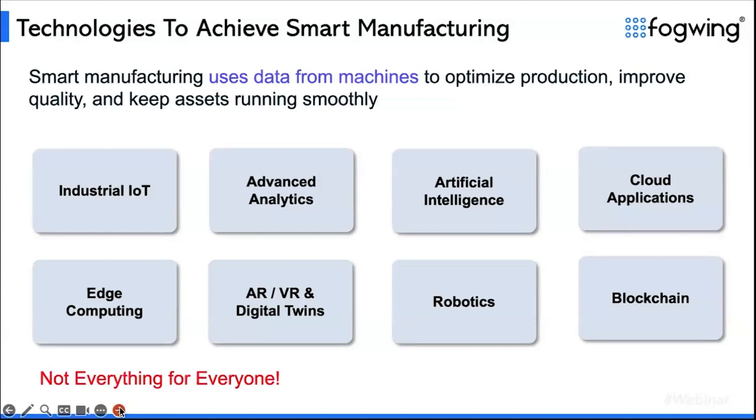The advanced analytics is the next level, because once you have the data, what do you do with the data? How do you identify different key metrics out of that? That's the analytics side. So having analytics technology is also a foundation for smart manufacturing solutions. Then going into AI, cloud computing, enterprise applications, AR/VR tools, robotics or blockchain, these are all more case by case. So that's why we clearly define it: not everything for everyone.